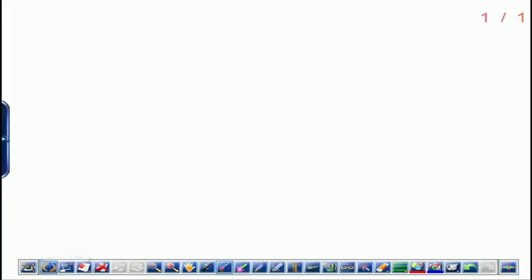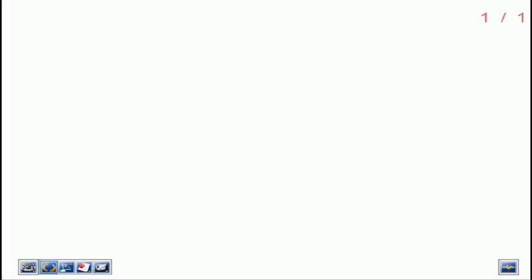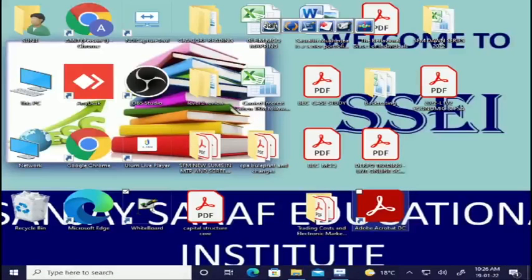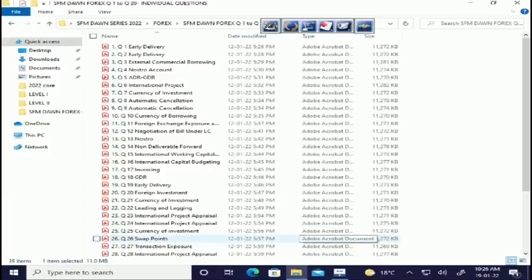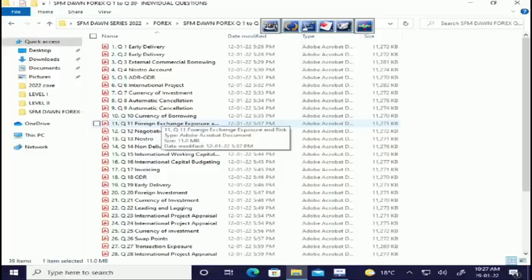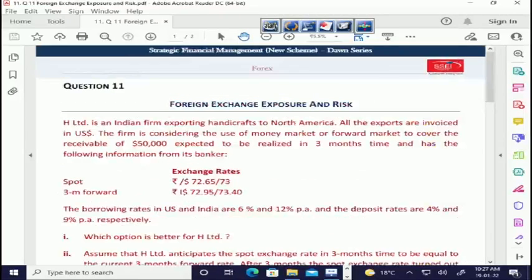We have been doing a number of topics, and finally we are reaching a stage wherein sums of international capital budgeting are left, and also certain sums of leading lagging exposure are left. So in this class I would focus on the sums on leading lagging exposure management. The sums are very, very important. Please pay attention. I will first move to question number 11, foreign exchange exposure and risk. This sum recently came in the examination.